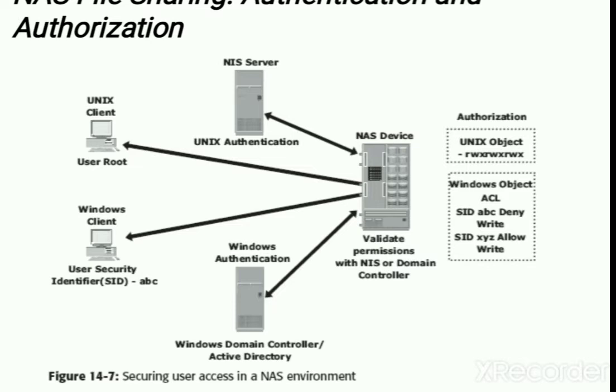Whenever it is used by the Unix operating system, the NIS, the network information system server, is there, which authenticates the Unix clients. And when it is for Windows, it uses the user security identifier. All these permissions are validated in the device, and access is given. Based on this, they are able to use the devices, use the files, and share the data.